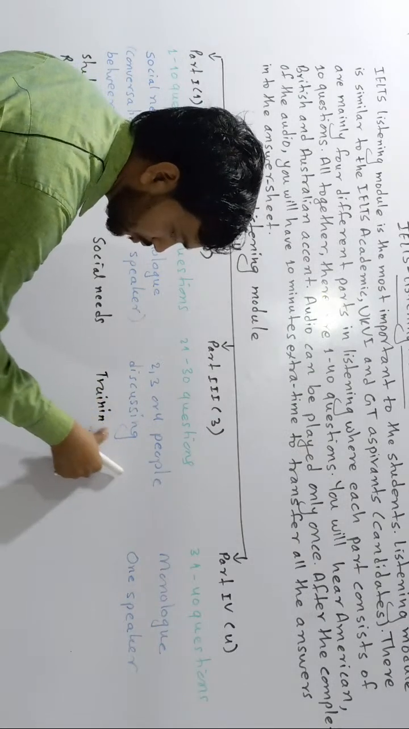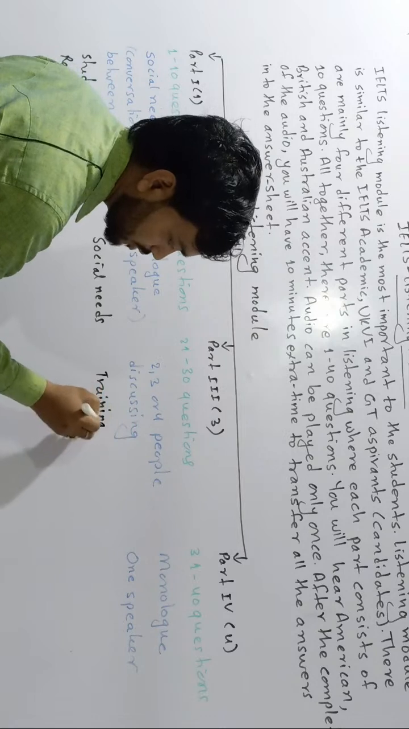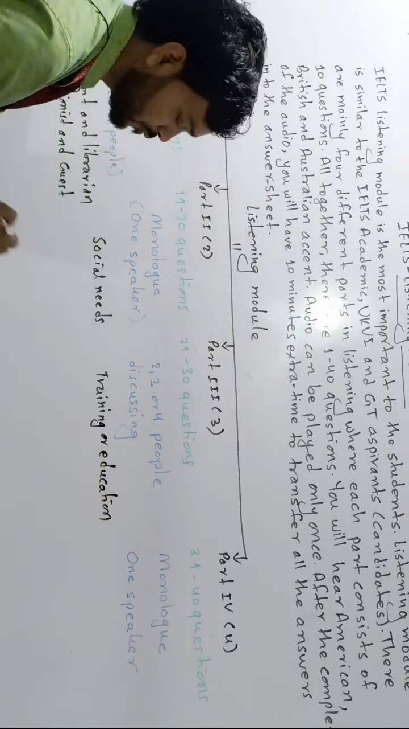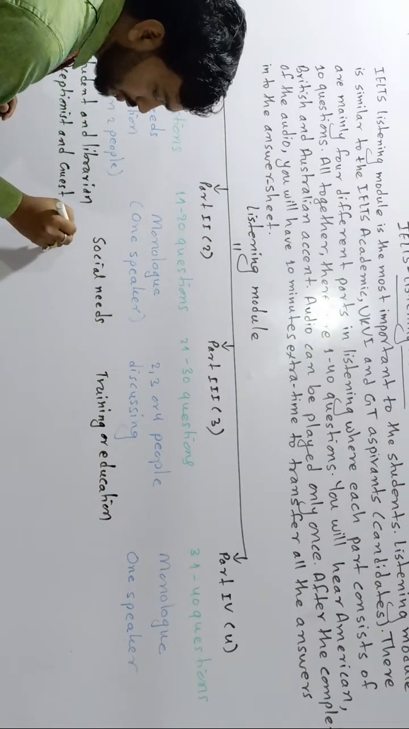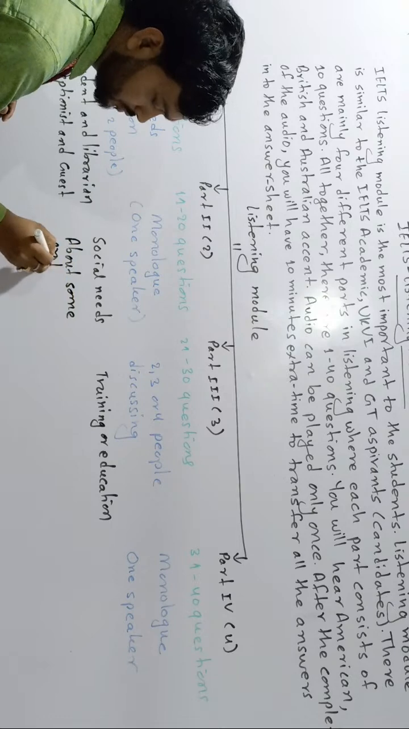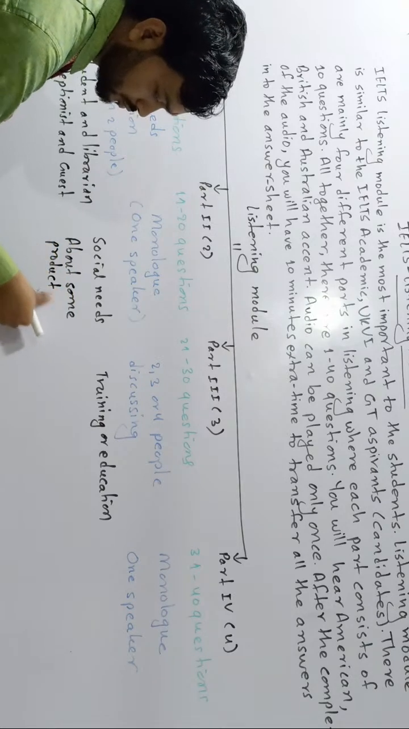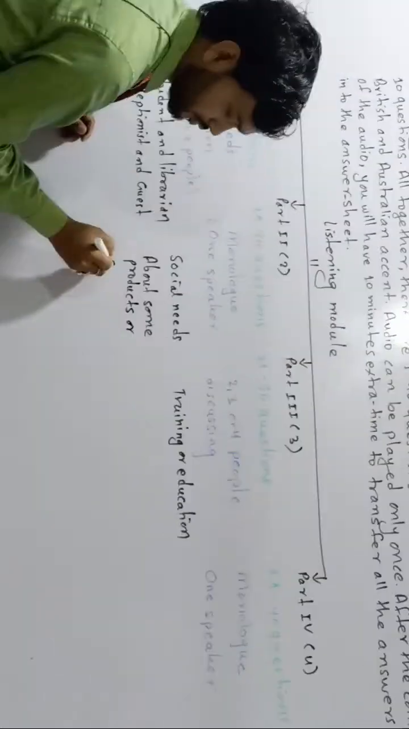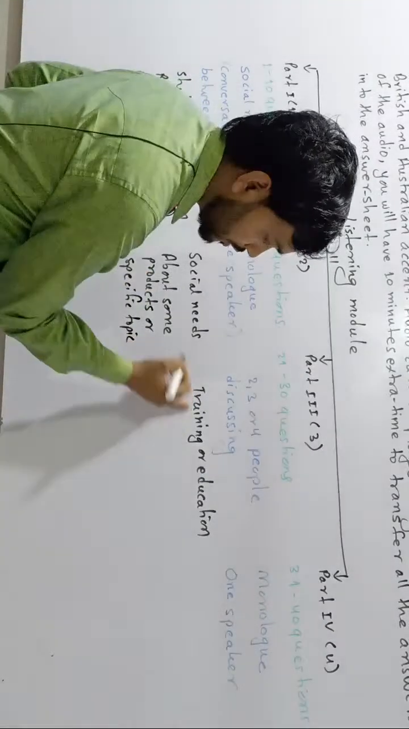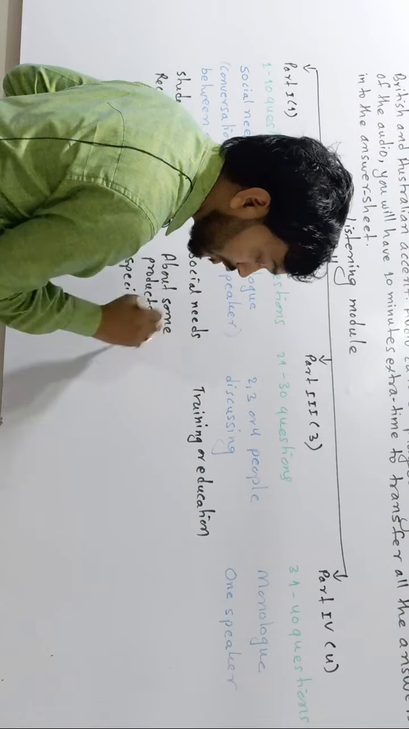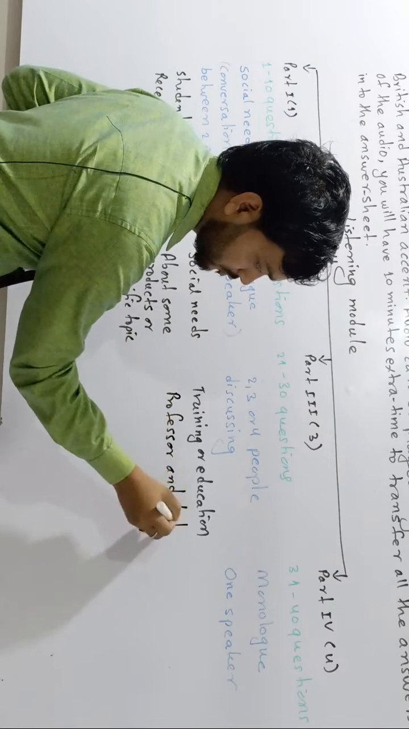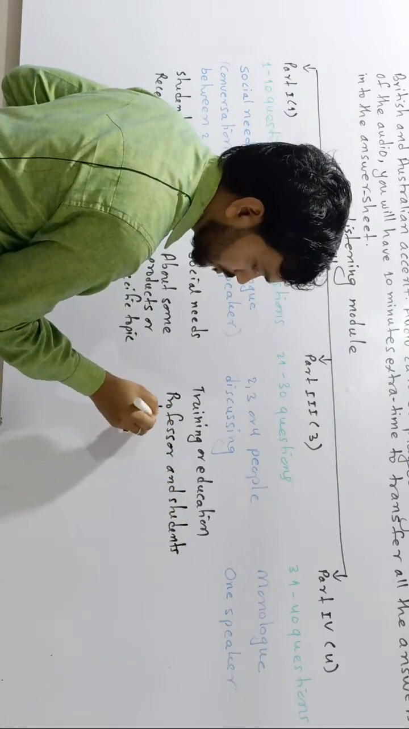Training or academic means educational purpose. For example, what's the example here? For example, about some products or a specific topic. Here you will find a discussion between the professor and students, the professor and students about a result.